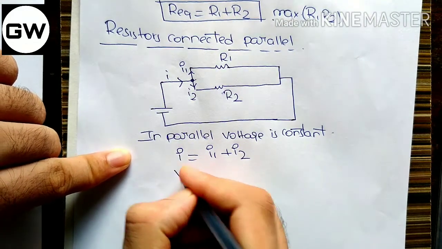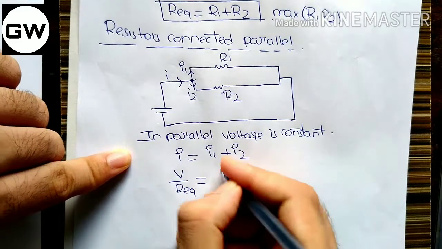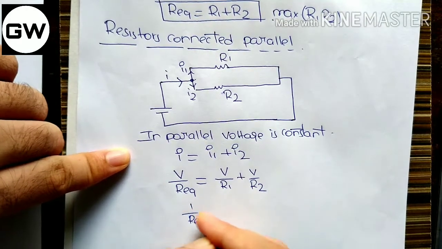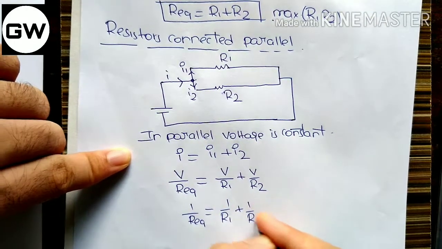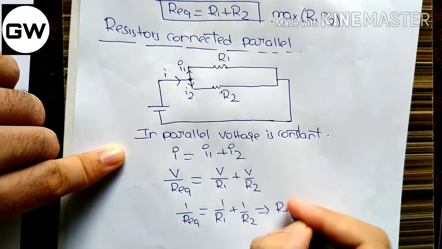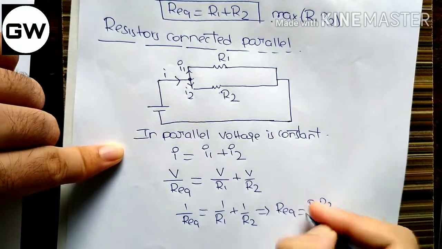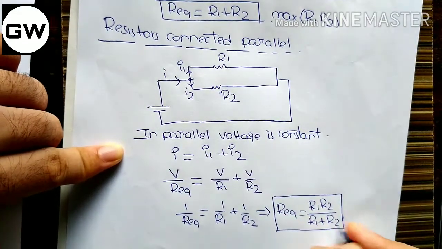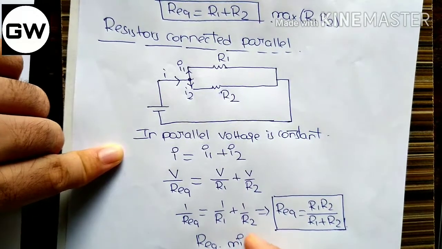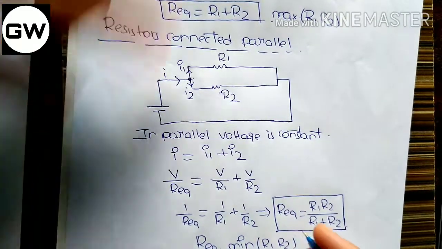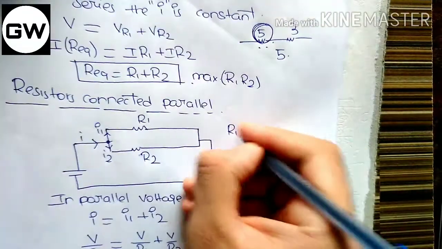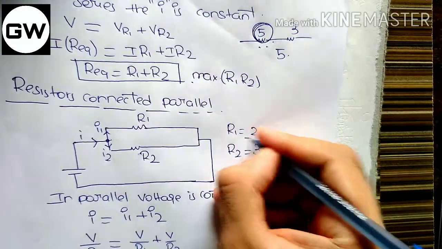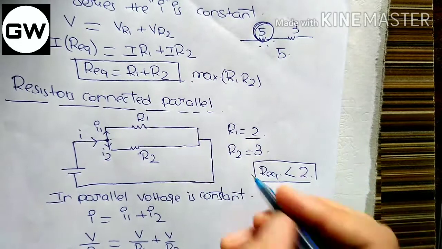From Ohm's law we can write V by R equivalent is equal to V by R1 plus V by R2, since voltage is constant. So 1 by R equivalent equals 1 by R1 plus 1 by R2. That implies R equivalent equals R1 R2 divided by R1 plus R2. This is the formula, and the value of R equivalent is less than the minimum of R1 and R2. For example, consider R1 is 2 and R2 is 3. The value of R equivalent will always be less than the minimum value, 2.